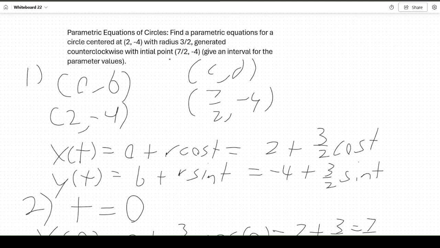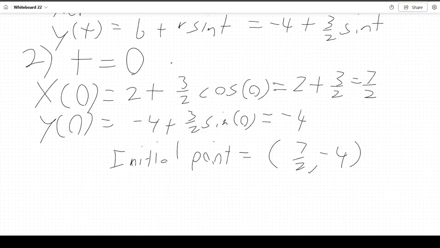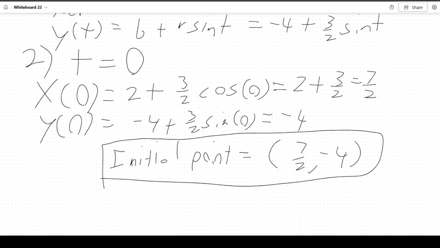That's what it says from the beginning of the question: the initial point (7 over 2, -4). Give an interval for the parameter values. So basically, we just have to show our work here. And that's how you do it when you're given a question like this.